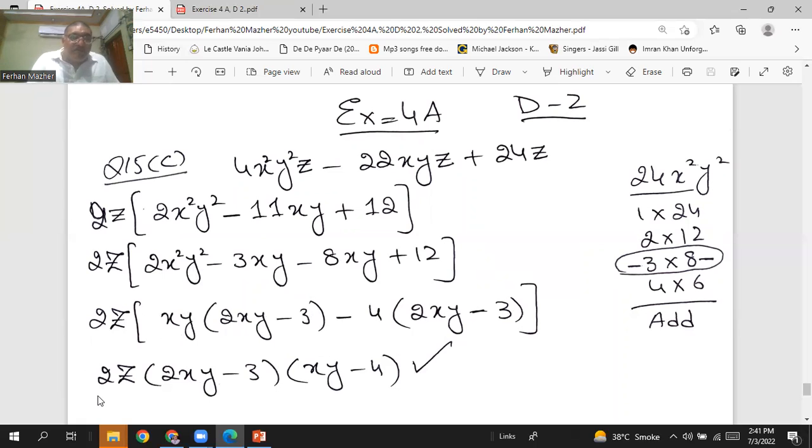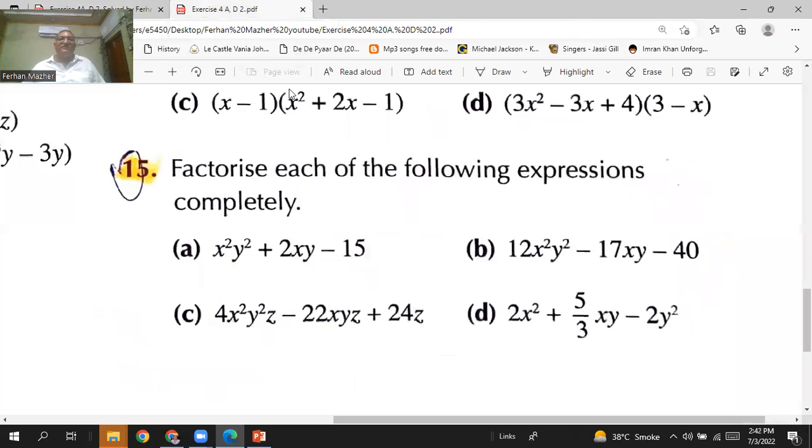So this is question number 15, the C part, and I hope you understand how this factorization is done. You can pause the video and take whatever time you need to absorb this question.